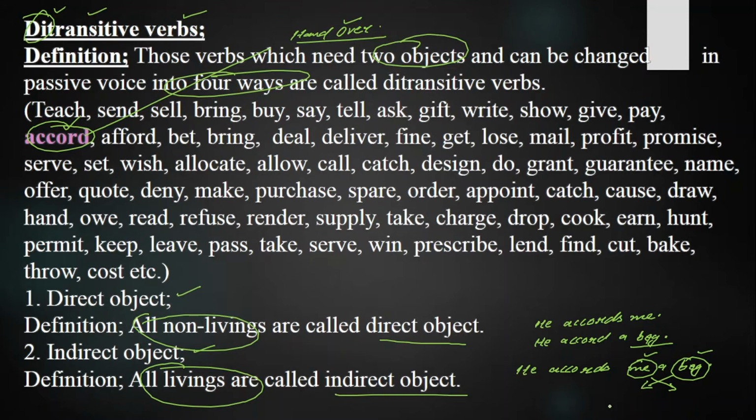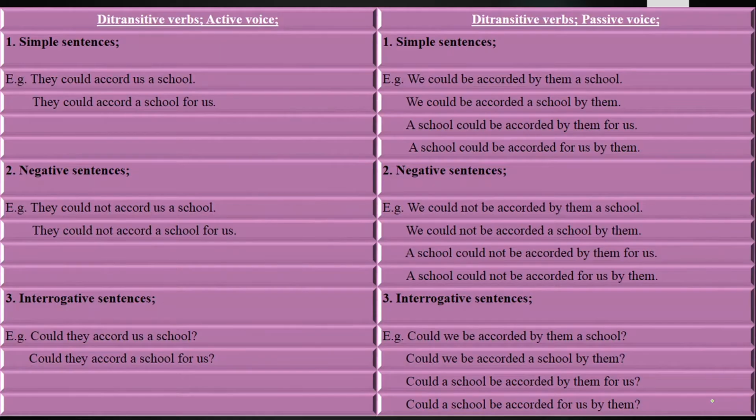Now if you want to change the places of the direct and indirect object, keep in your mind, if you want to bring the direct object at the beginning, so the indirect object will be followed by a preposition. Like I say, he occurred me a bag, he occurred a bag to me. So this is the way to change it in active voice in two ways. Main target is how we are going to change it from active voice into passive voice.